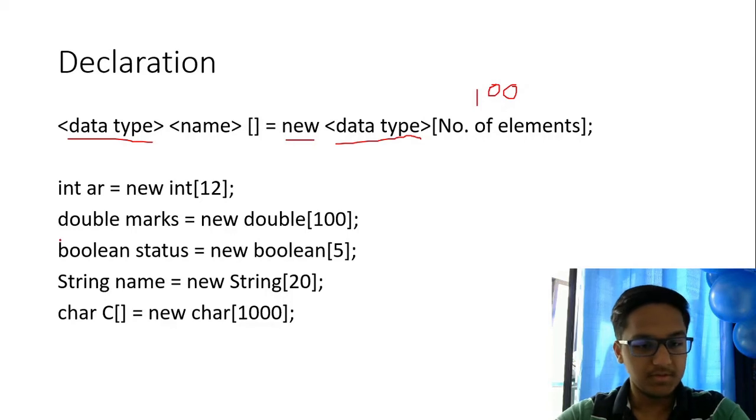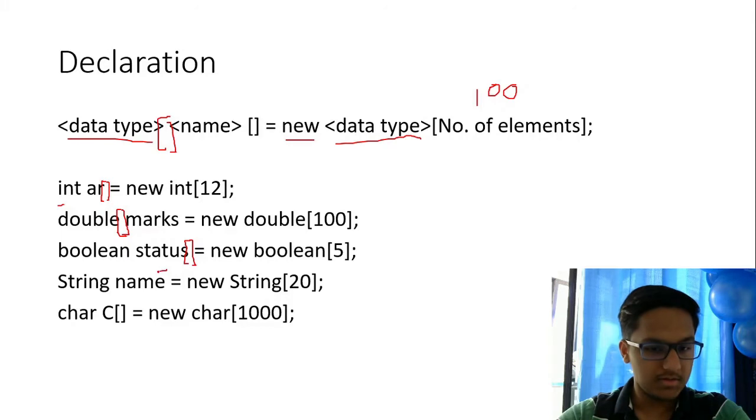So here are a few examples of the declaration of arrays. We can put int AR is equal to new int, open square brackets, close square brackets, 12. Just a note over here, this should be all square brackets. I didn't put them over here because I want to make the point that you can put these square brackets over here as well, between the data type and the name. I prefer putting them here, but you can put them anywhere. It's your wish.